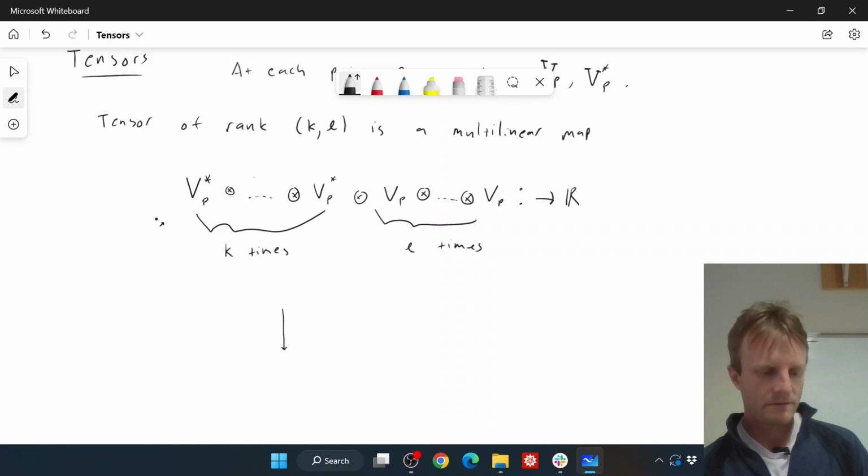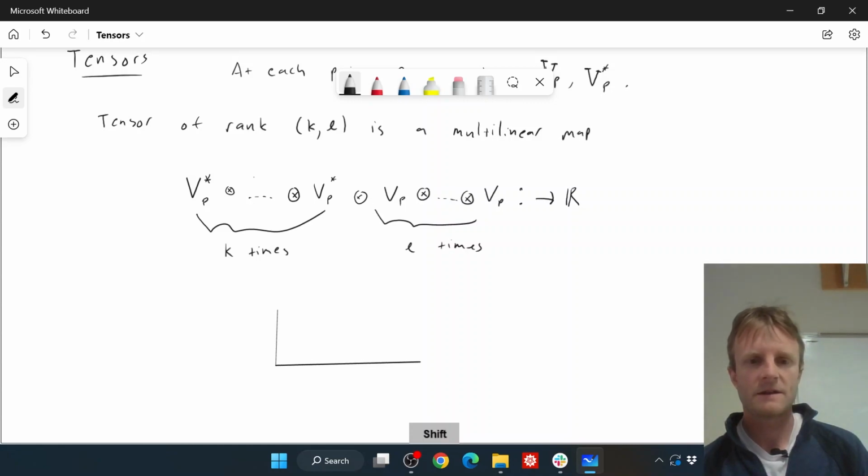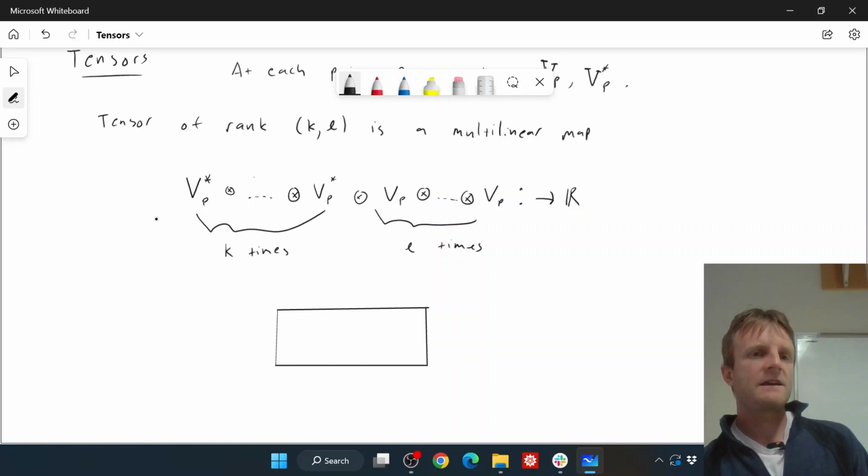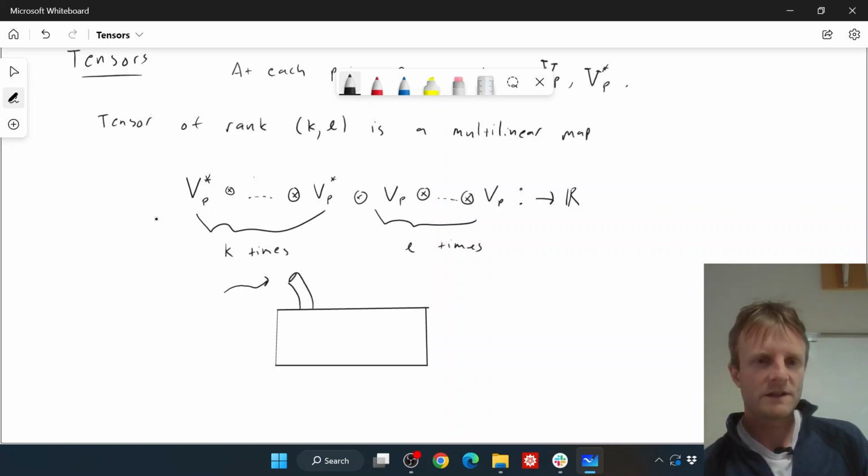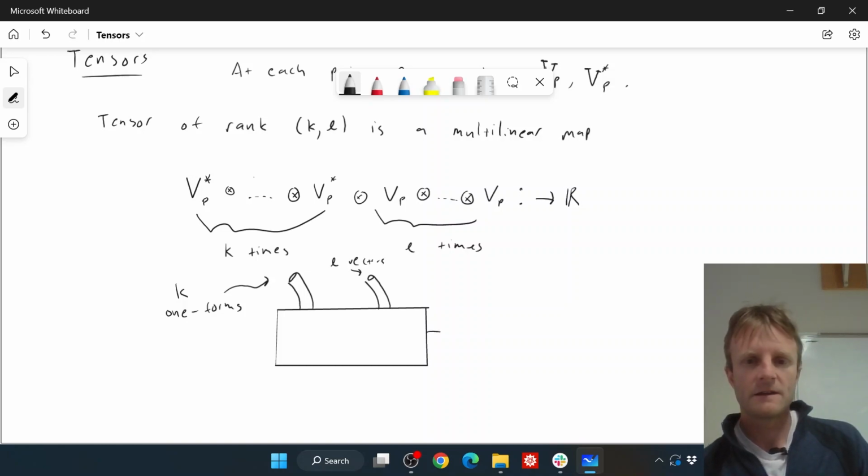So our machine is a lot bigger now. So it's got more slots, still only one output. So you can see it's got k slots for one forms. So let's imagine just a bigger one where you get to put in k one forms, and another one where you get to put in l vectors. That goes in there. It does its thing, and at the end of the day, it spits out some number.